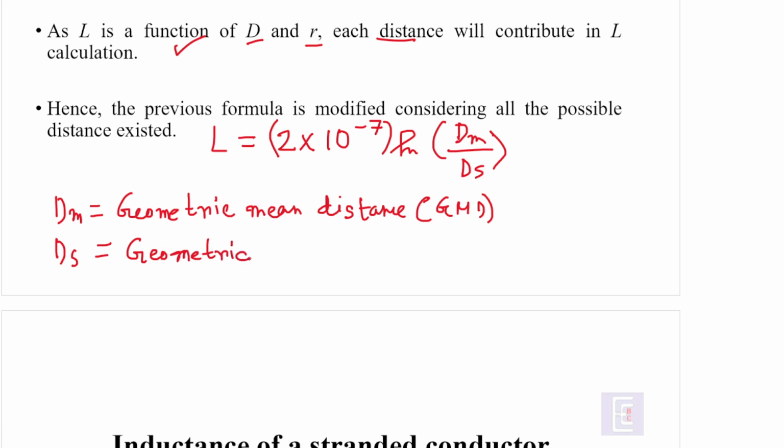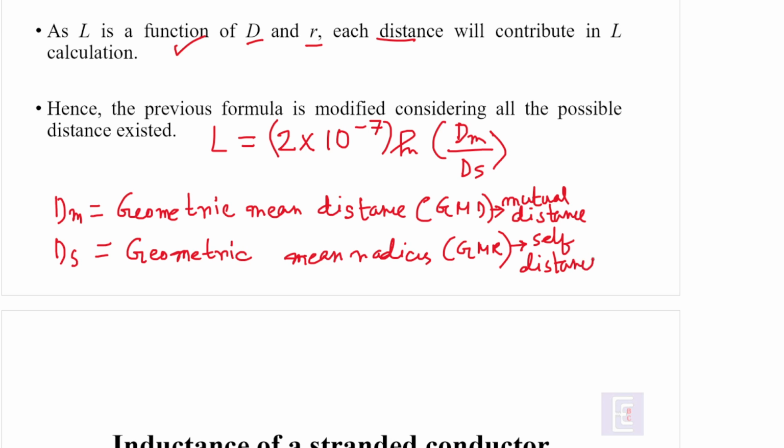Geometric mean radius. In short, it is called GMR. Sometimes this GMD is also called mutual distance. And sometimes this GMR is called self distance.